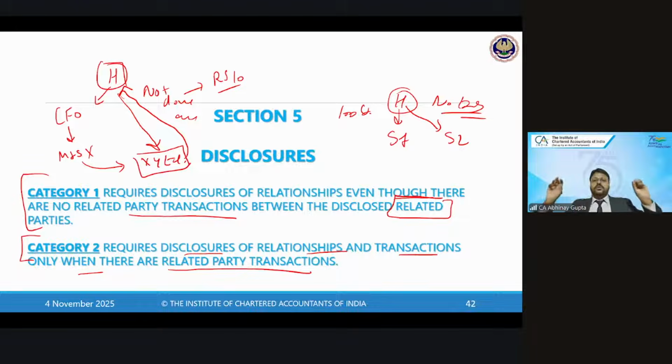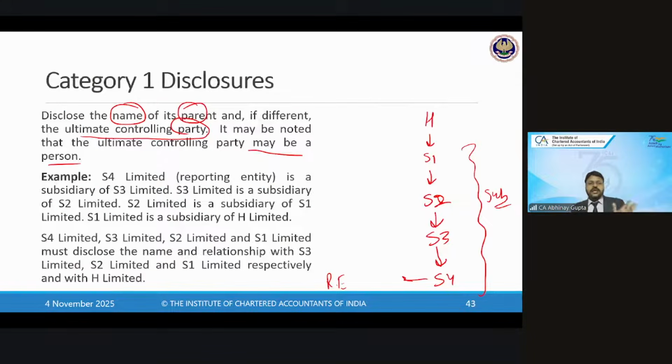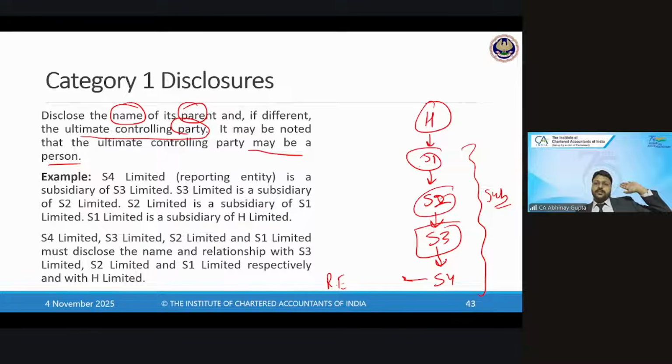Category 2 disclosures are those relationships which are disclosed only if there are transactions. Now, under category 1, the standard says you need to disclose the name of your parent company and, if different, the ultimate controlling party. So my parent for S4 is S3. For S3, the parent is S2. For S2, the parent is S1. And for S1, the parent is H. But for S4, the main parent is S3 and the ultimate parent is H. So these are mandatorily required to be disclosed.